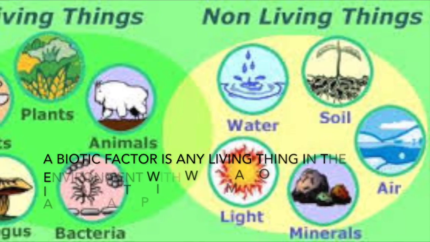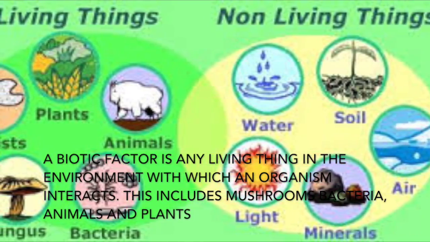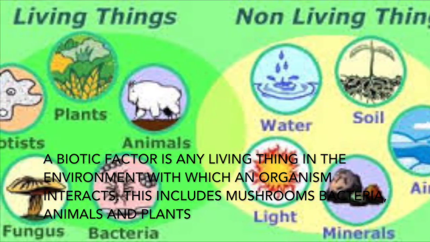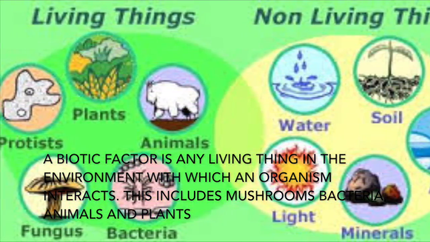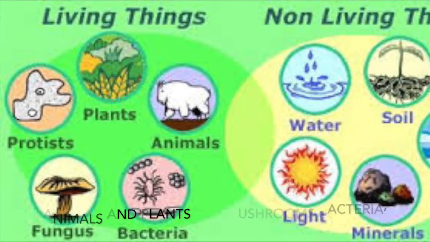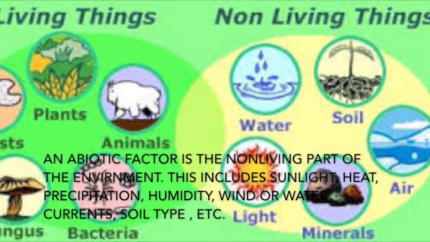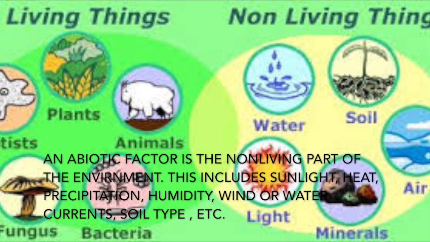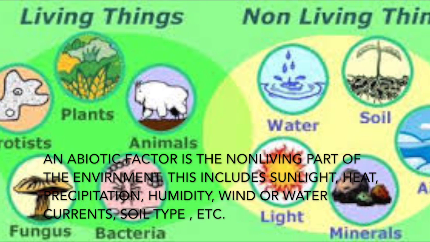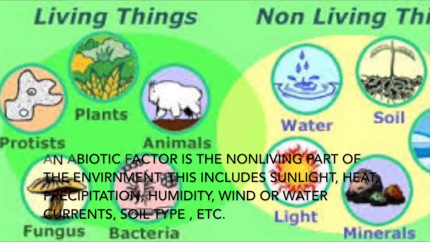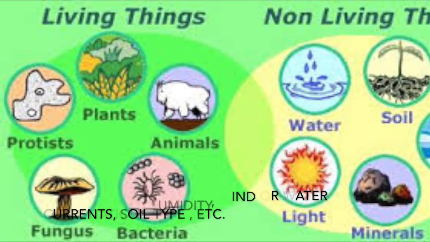A biotic factor is a living thing with which an organism might interact. This includes mushrooms, bacteria, animals, and plants. The abiotic factors are the non-living part of the environment, such as sunlight, heat, precipitation, humidity, wind or water currents, soil type, and so on.